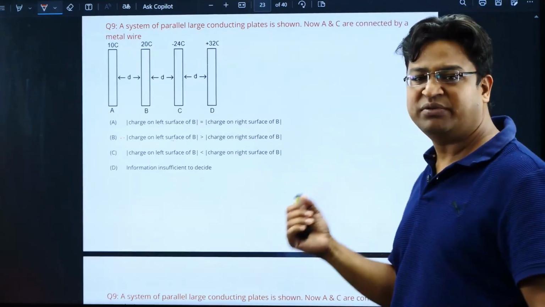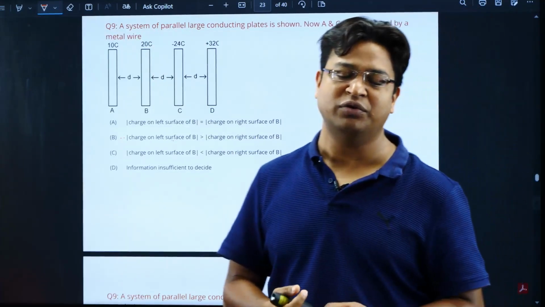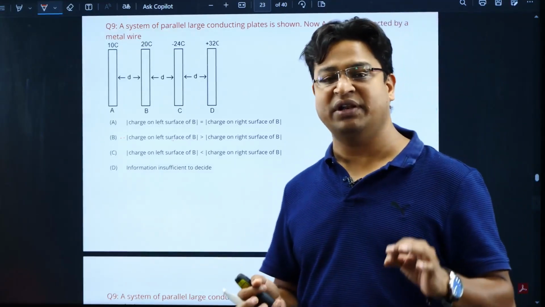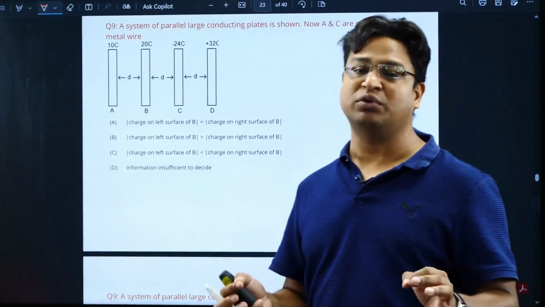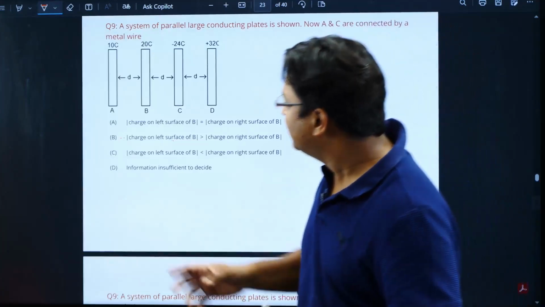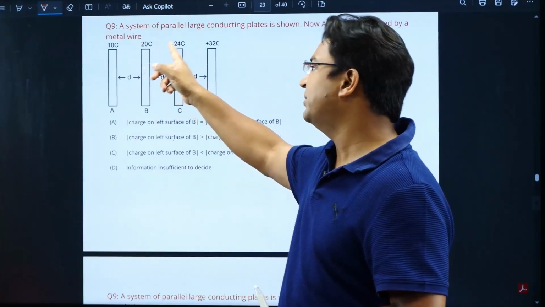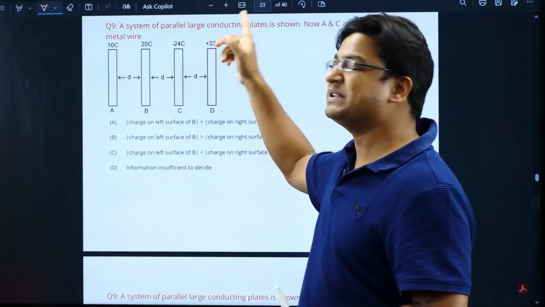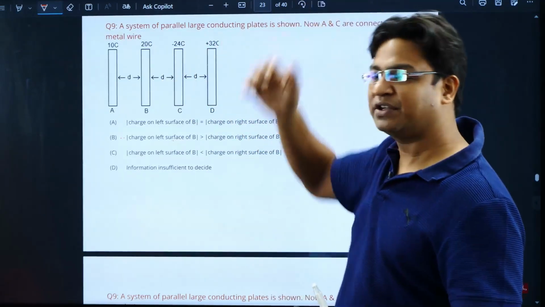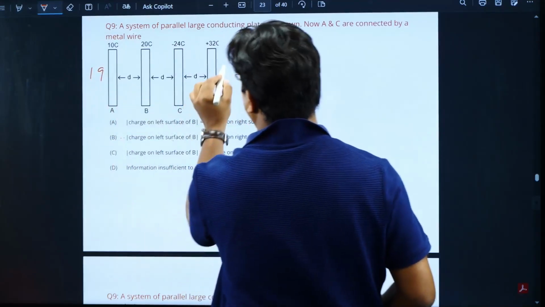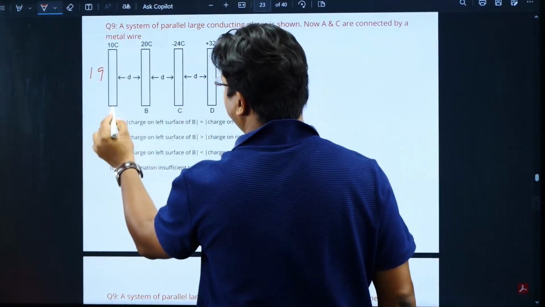So guys, in a system of parallel plates, there are a few rules that we have to follow. The first rule says that the outermost plates of the system will contain half of the total charge of the system. For example, the total charge here is 10 plus 20, that's 30, 30 minus 24, that's 6, 6 plus 32, that's 38. Half of 38 is 19. So the outermost surfaces will have a charge of 19 and 19 coulomb.